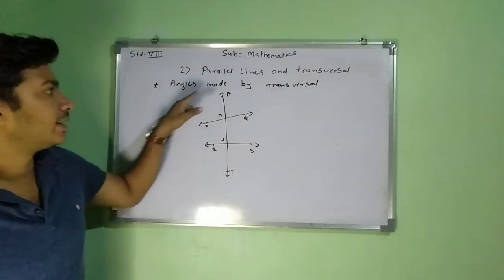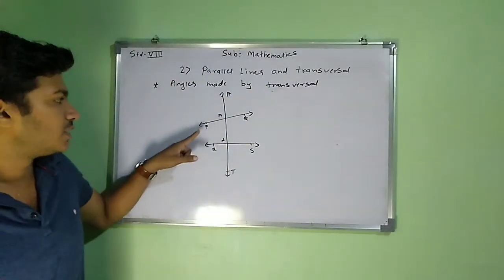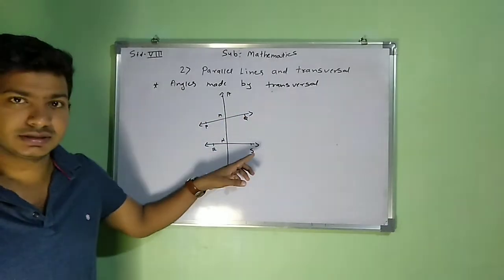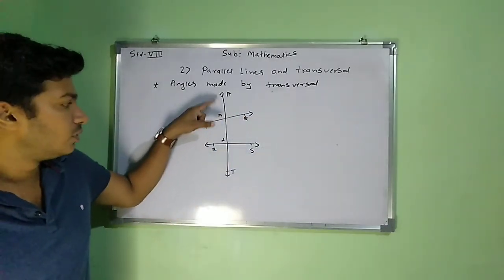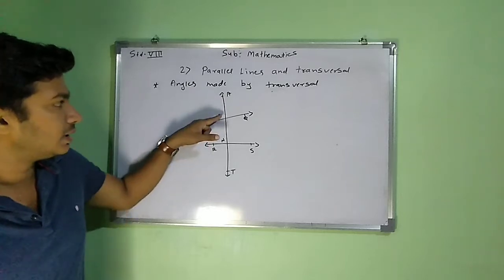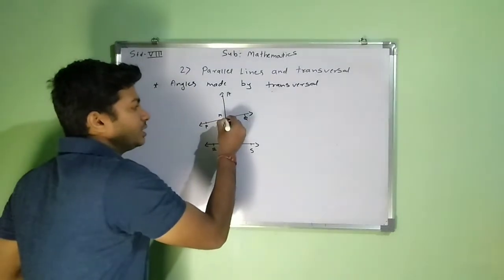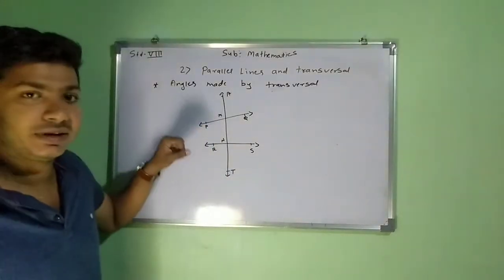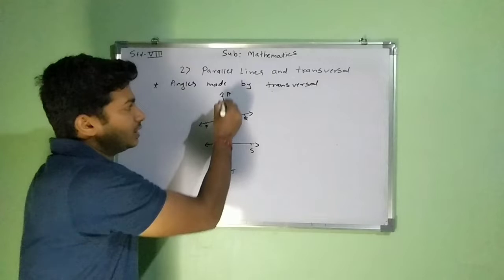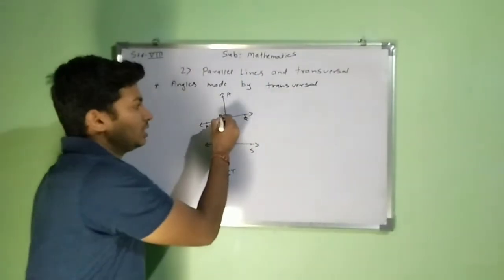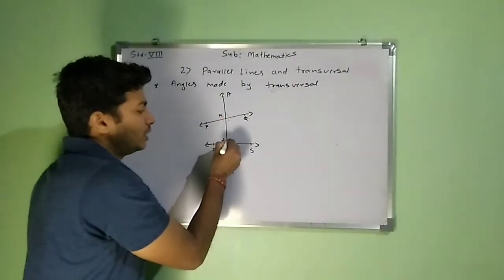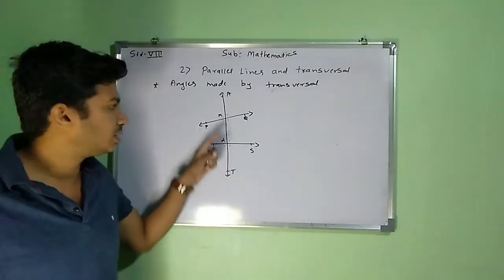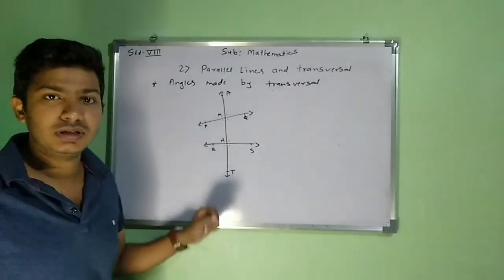Now we will see angles made by a transversal. Suppose we have line PQ and line RS, and line AT is the transversal of those two lines. The transversal AT intersects line PQ at M and line RS at N. These are 2 points of intersection. At each point of intersection, the transversal makes 4 angles: 1, 2, 3, 4, 5, 6, 7, 8. So the transversal makes a total of 8 angles at the points of intersection of these two different lines.